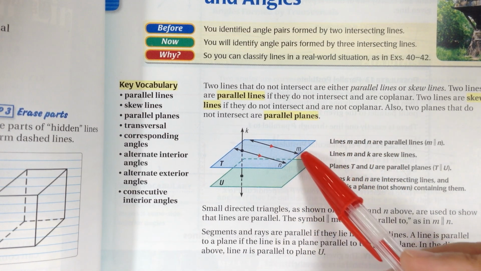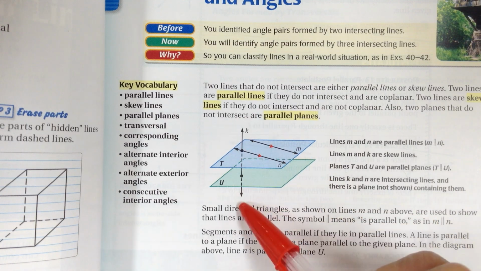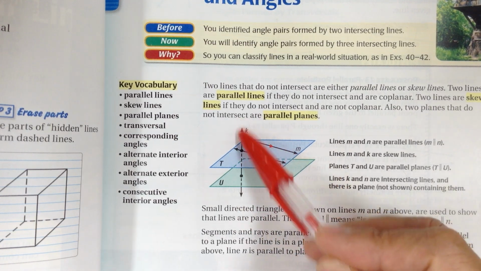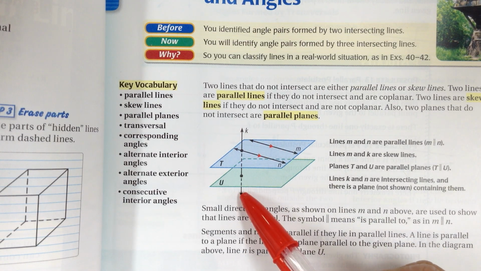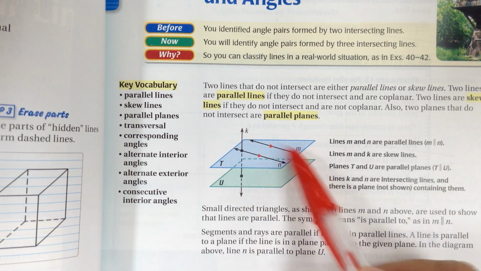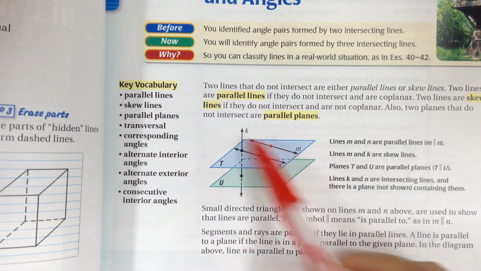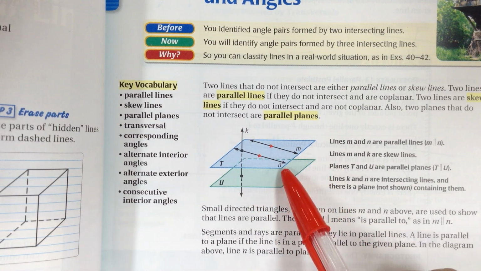So an example would be line M and line K. See the line M going this way, line K going this way. So these two don't intersect, but they're not on the same plane. Therefore, M and K are skew lines. And M and N are parallel lines.